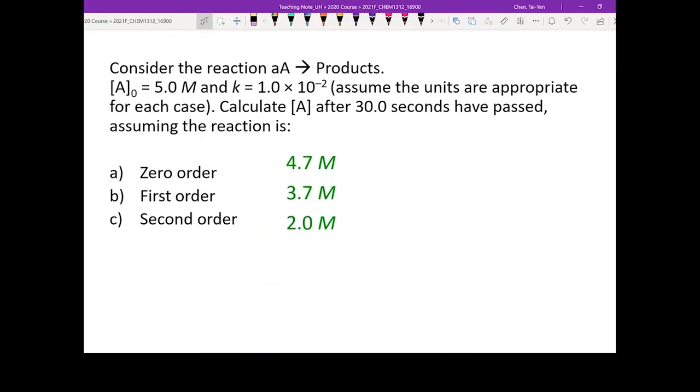Consider reaction A goes to product, where A naught is 5.0 M and k is 1 times 10 to the negative 2. Calculate A after 30 seconds. Assume the reaction is actually zeroth order, first order, and second order. When you read these questions, what are the keywords? Time, right? This will tell you to use the integrated rate law.